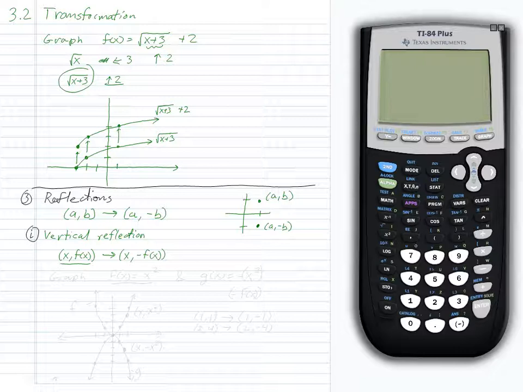Alright, so if we know what a graph looks like, for instance, we know what the graph of f of x equals x squared looks like, we can use that to graph the function g of x equals negative x squared. So recognize that this is negative f of x, since I have a negative outside of the original function.